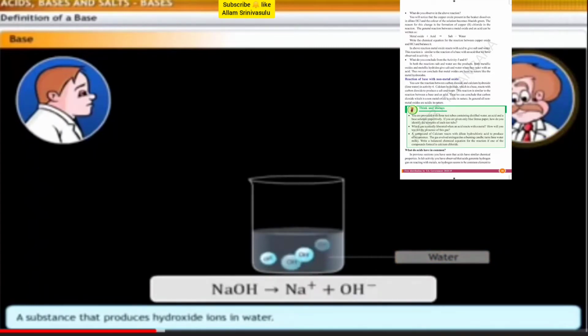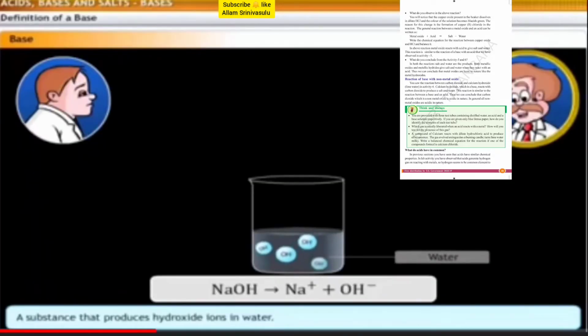Sodium hydroxide reacts with water and splits into sodium plus ions and OH minus ions. So the ions Na plus and OH minus are formed in the water solution.